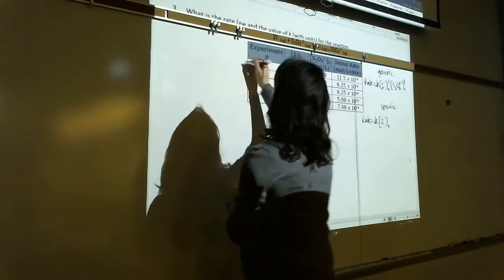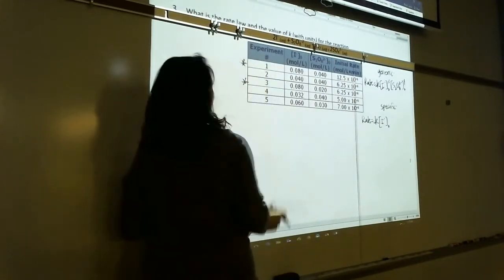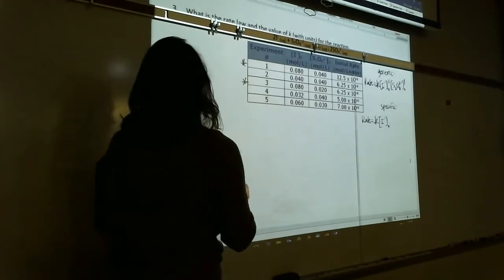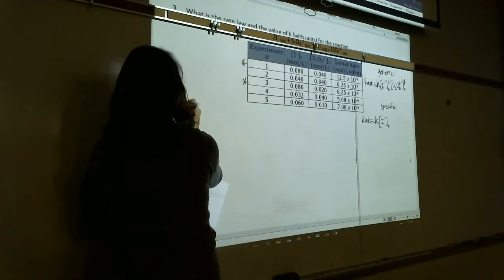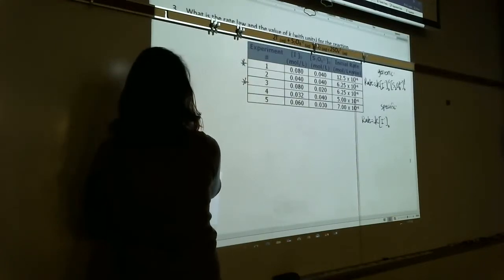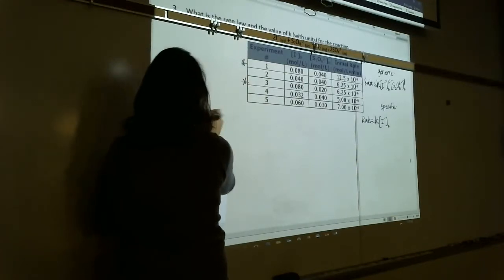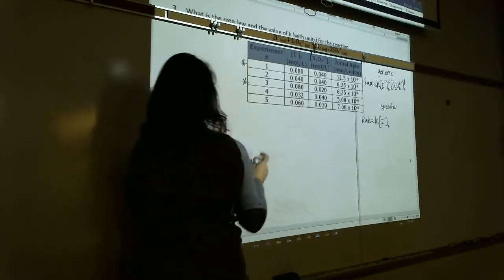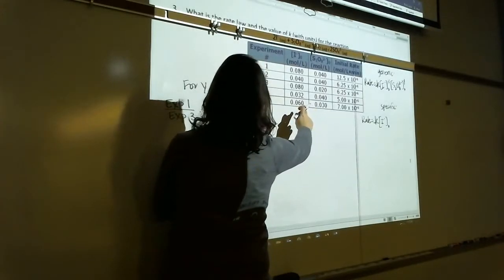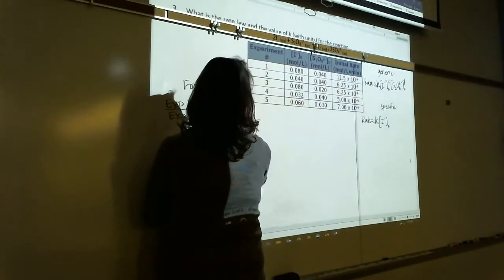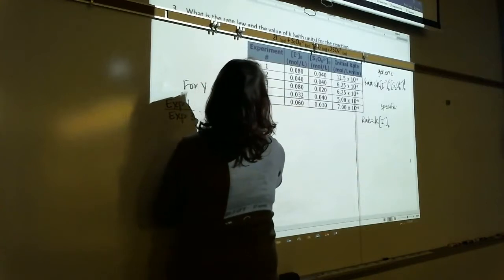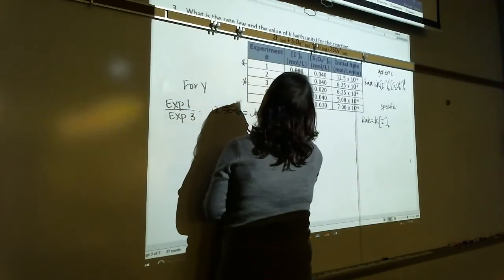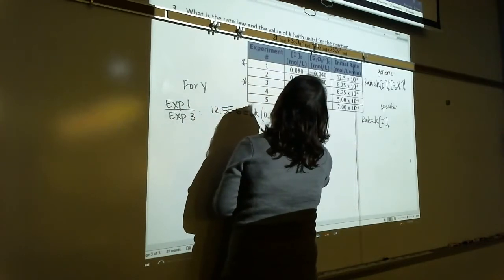For Y, I picked 1 and 3. That's what I chose. I did it as 1 over 3, experiment 1 over experiment 3, and this is for Y. Okay, so let's see. 12.5 times 10 to the negative 6. Rate equals K times 0.080 to the X, 0.040 to the Y.